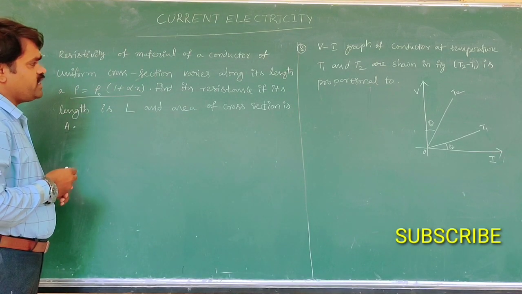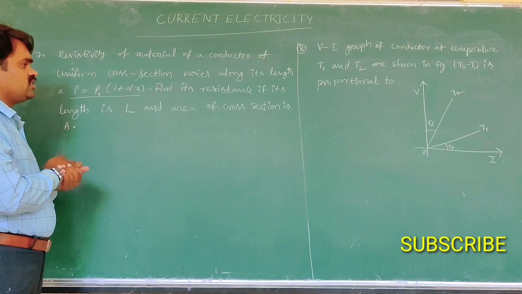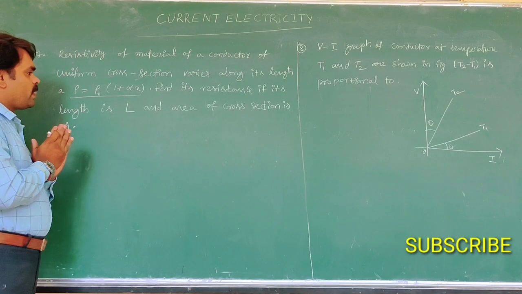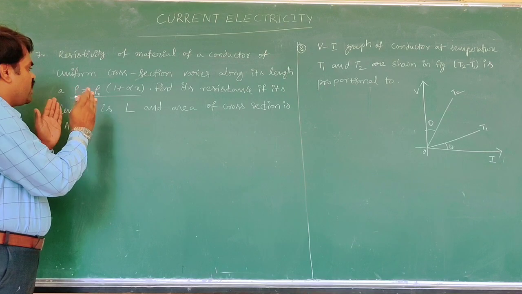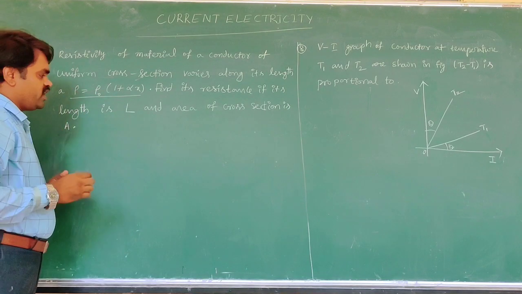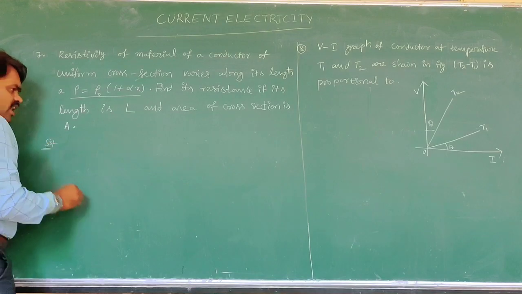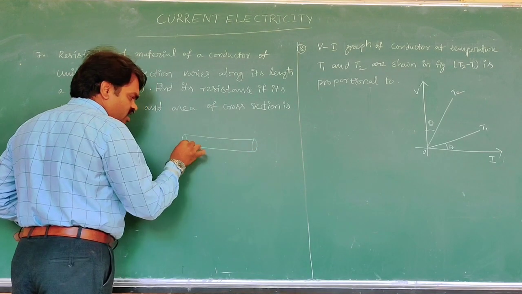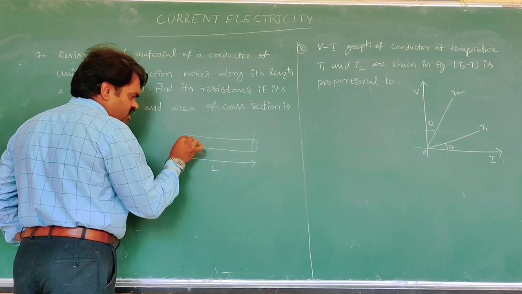Find the resistance if its length is L and area of cross section is A. The area of cross section is A, but what will be varied? The length is varied, and the resistivity also varies. Now let us consider the length of the conductor. The length of the conductor is L.